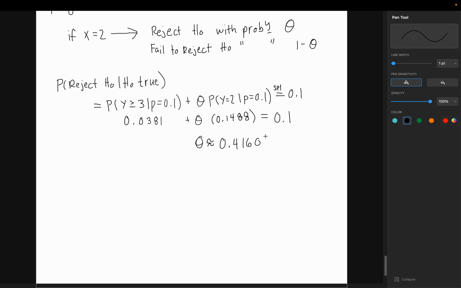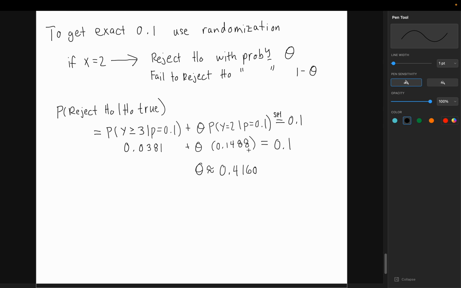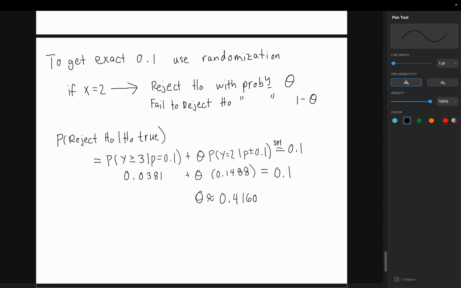Now just solving for this expression, we get theta is approximately equal to 0.4160. So we had a magical coin that landed on heads, let's say about 42% of the time, and landed on tails the other percent. Then pretend that you have observed 2. If you land on heads, you would reject, and if you landed on the tails, you would fail to reject the null. Now again, this procedure is not typically used in the real world, but it is a way that we can get our exact alpha level.